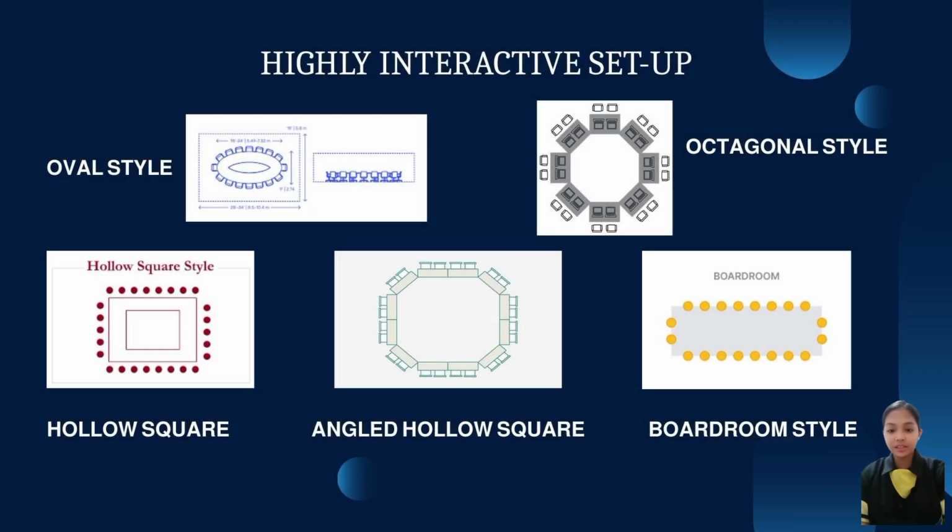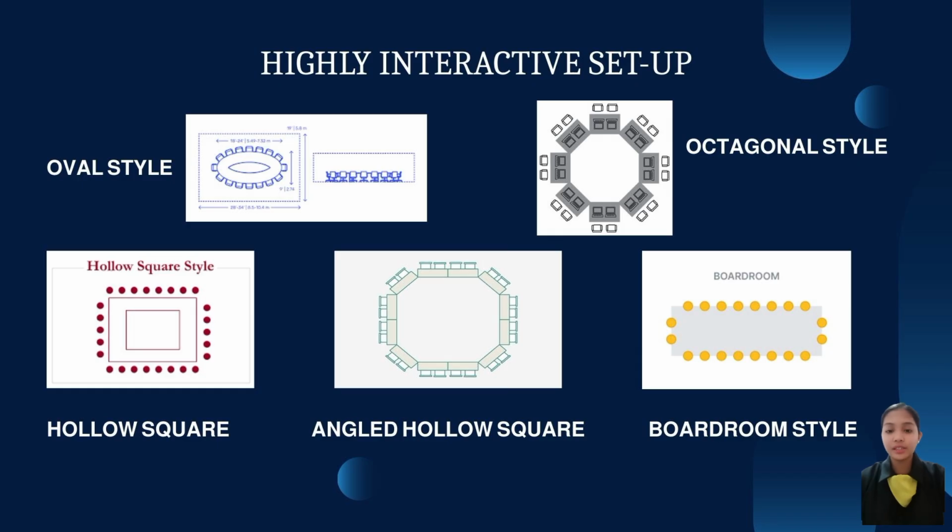Highly interactive setups. One, oval style. This setup encourages dynamic interaction among participants, fostering open discussions and collaborative brainstorming. This is a more informal layout. Octagonal style, designed to promote creative thinking in a relaxed environment. This layout often utilizes less formal seating options like ottomans or floor pillows.